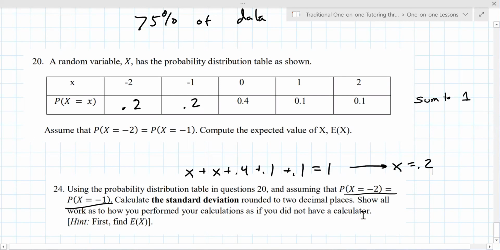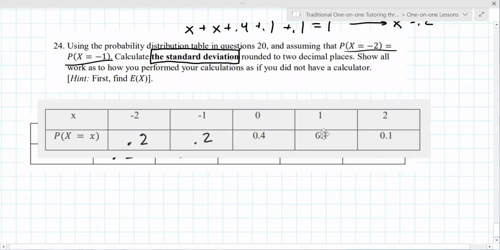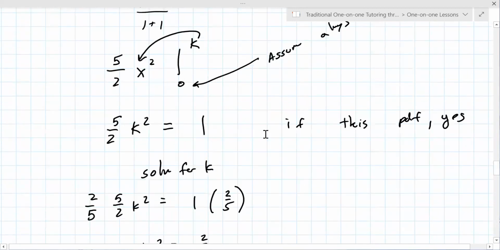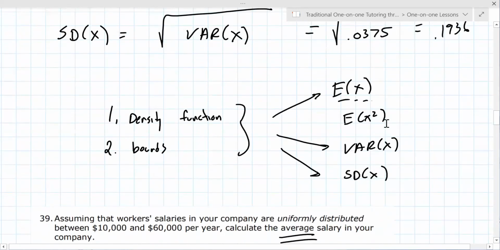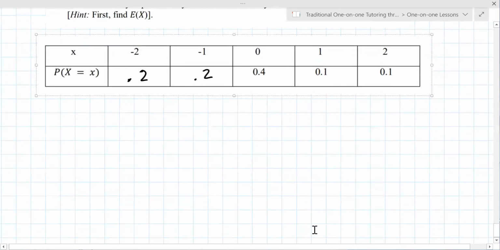But this problem is asking about finding the standard deviation from the table. So what I'm going to do here is just snip the table down because I don't care about anything else after we get the values in the table. You could get a problem that asks for the standard deviation just from the table, so it's a general recipe. You have to find the expected value first, and you know that because we already did that up here in a bunch of these problems. Remember, we found expected value, expected value of X squared, variance of X, and standard deviation of X. That's the order we have to do this down here. It's not that difficult, but it's got some steps.